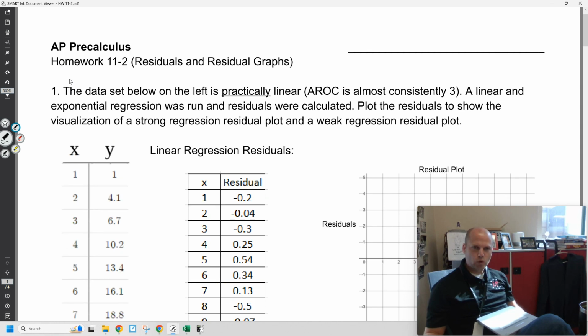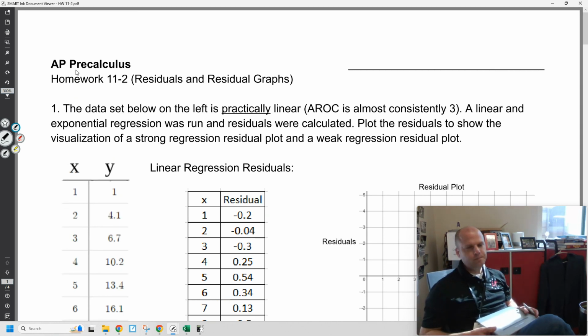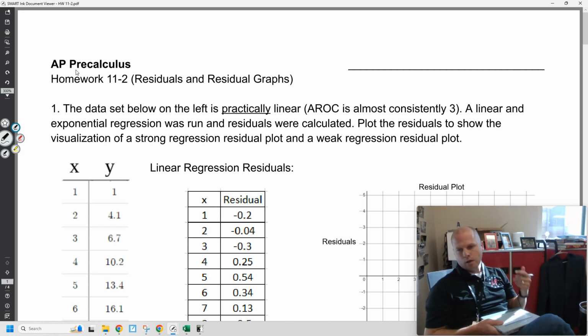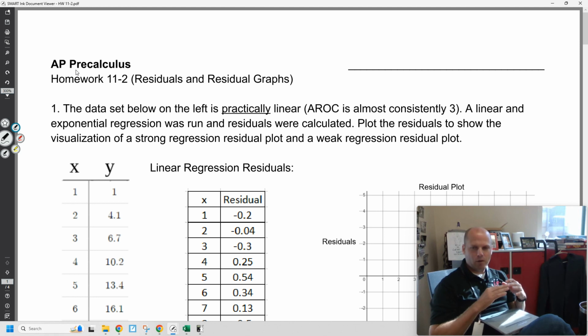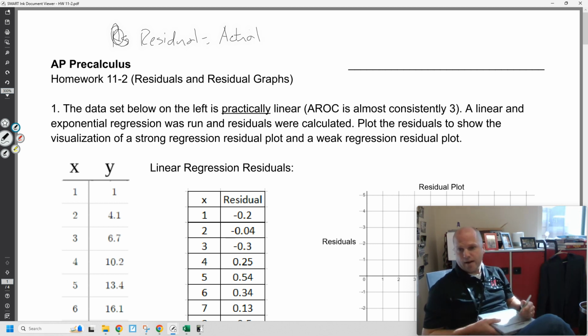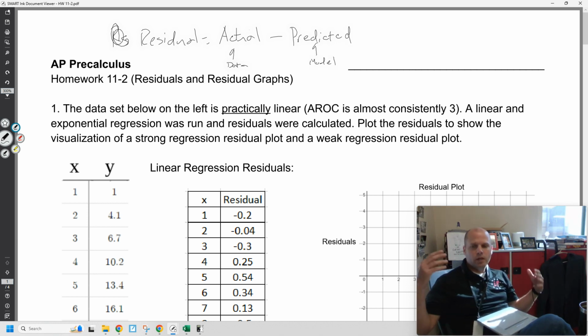We are talking about residuals, error, and over and under approximations based on models. The only thing I remember, I don't memorize anything else, is that a residual is an actual value from your data, minus your predicted. Actual comes from what's given to you. Predicted comes from your model. Cool? Now it should make sense.